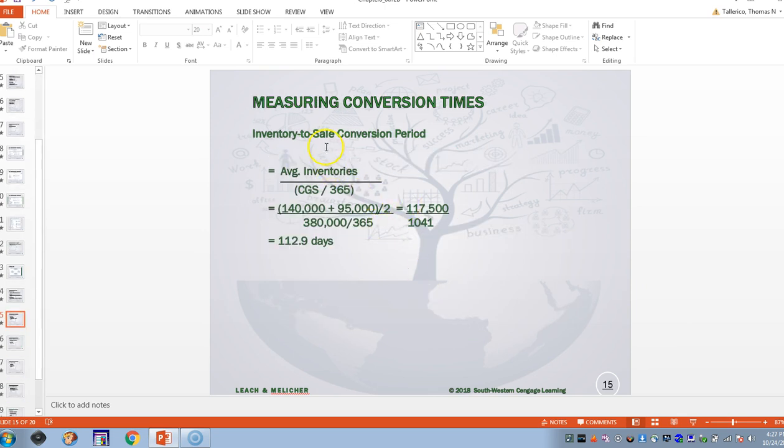So the first one is the inventory to sales conversion period. And that's the average inventory divided by the cost of goods sold divided by 365. And I take these numbers off of my balance sheet here, right? And for 2 years, I take the average, so I divide it by 2. Here's my cost of goods sold. And basically, I get my inventory to sales conversion period is 112.9 days. So stuff sits on the shelf for 112.9 days before it's sold. I hope everyone's clear. So this is the first ratio we got to worry about.